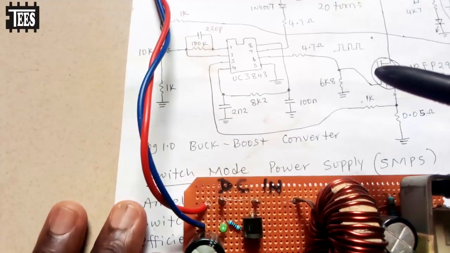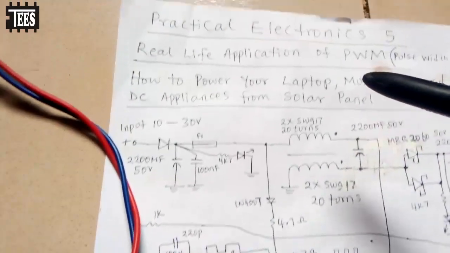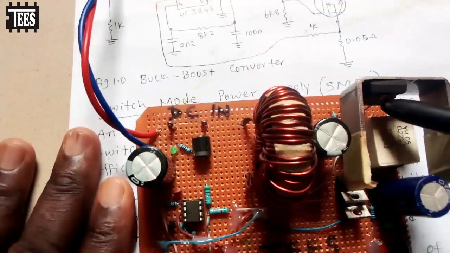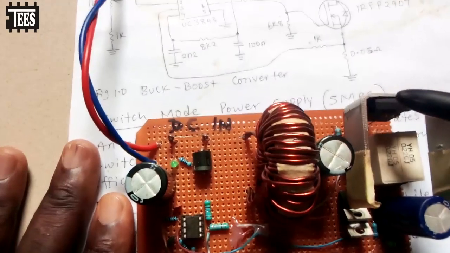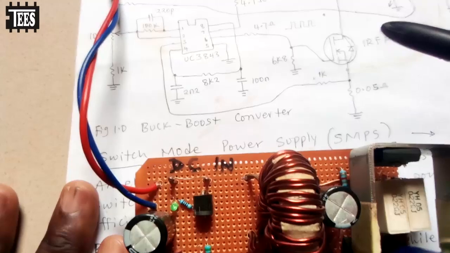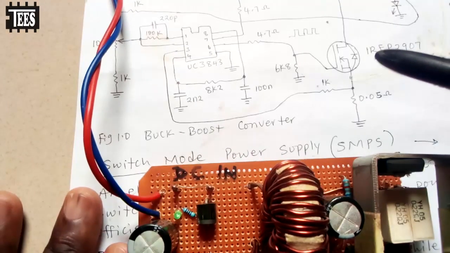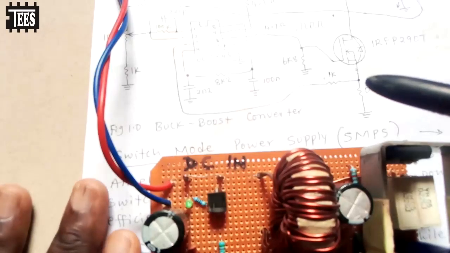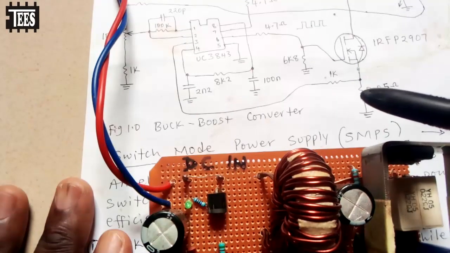If you look at it, this is the MOSFET. I used an IRF2907. This is the exact MOSFET I used, but you can use any MOSFET you wish, depending on your requirement.